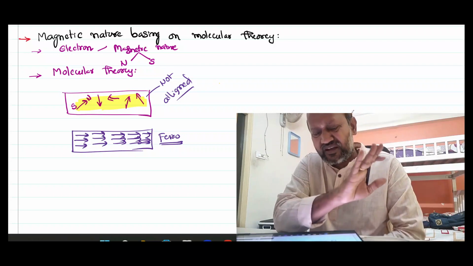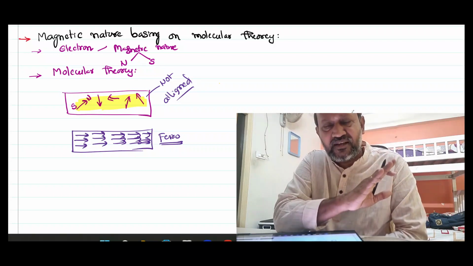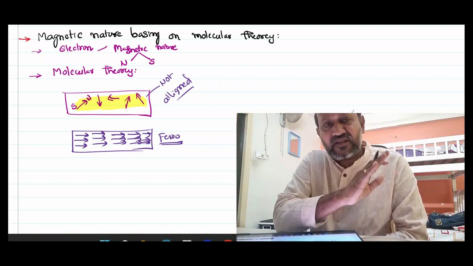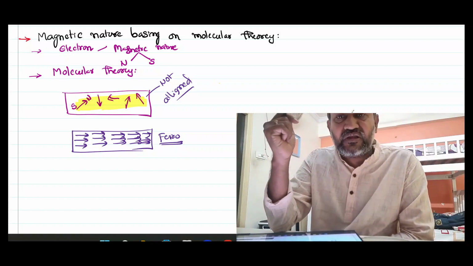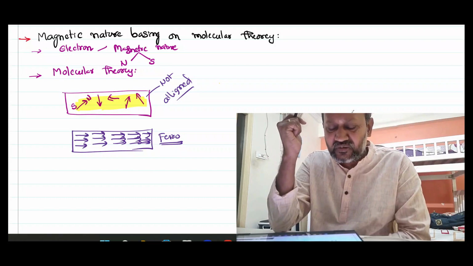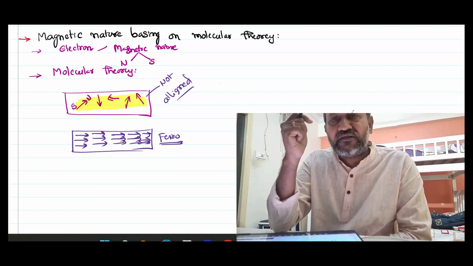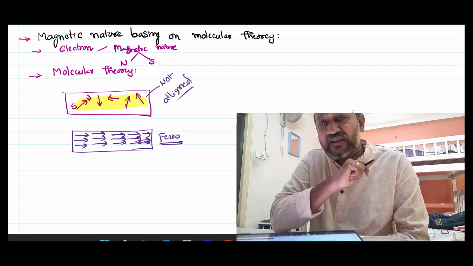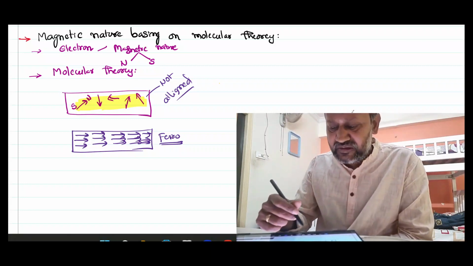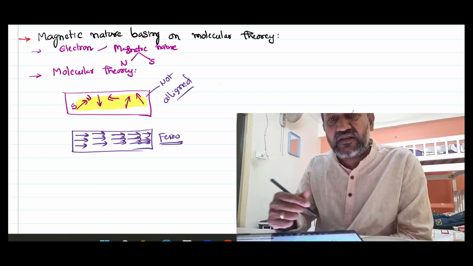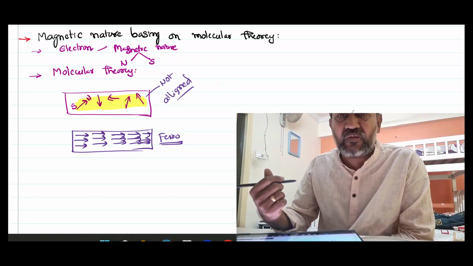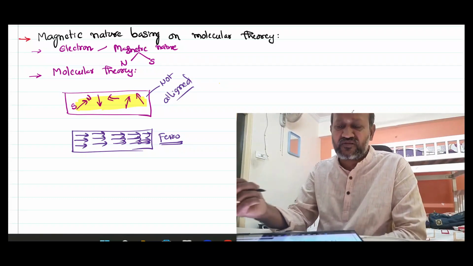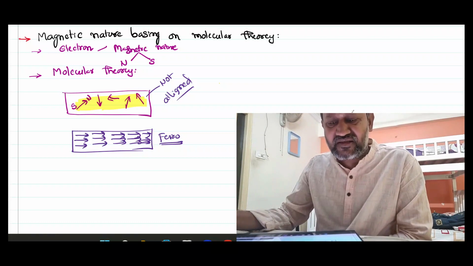The theory is very simple, just to conclude in two minutes: each molecule behaves like a small magnet, and if all these magnets come together and act together, that behaves like a good magnetic material. That good magnetic material can be magnetized quite easily because the molecules are already aligned. You can just put it in a proper magnetic field, and it becomes a strong magnet. That's what we mean by molecular theory, right?